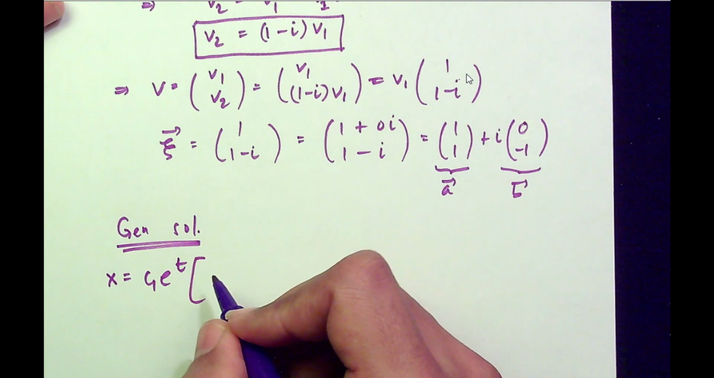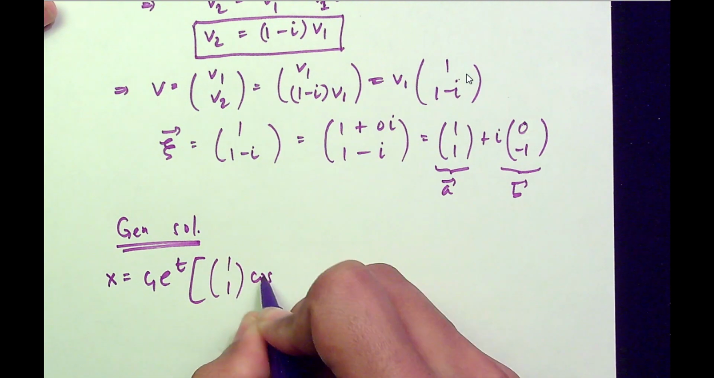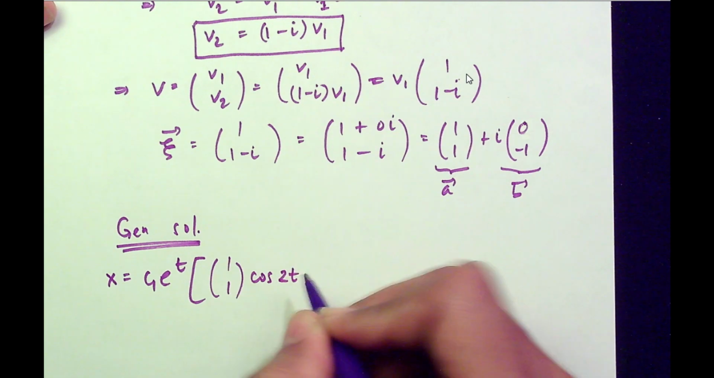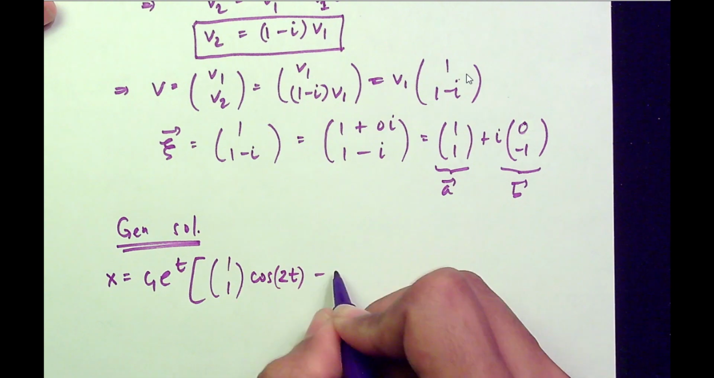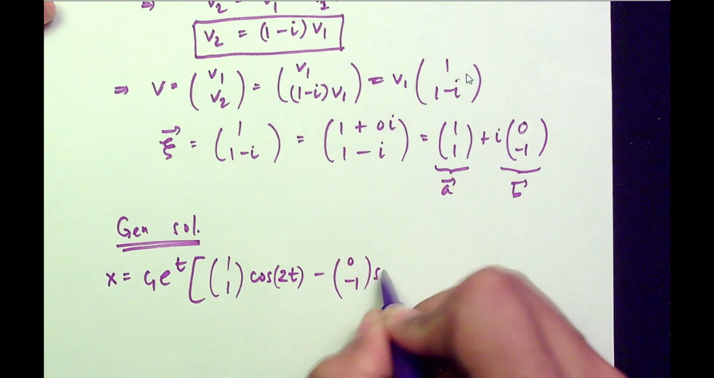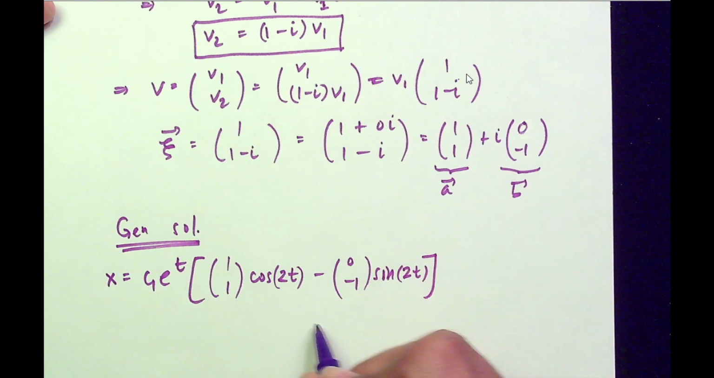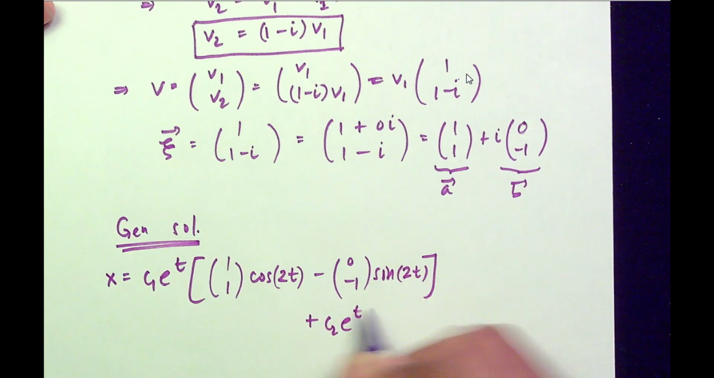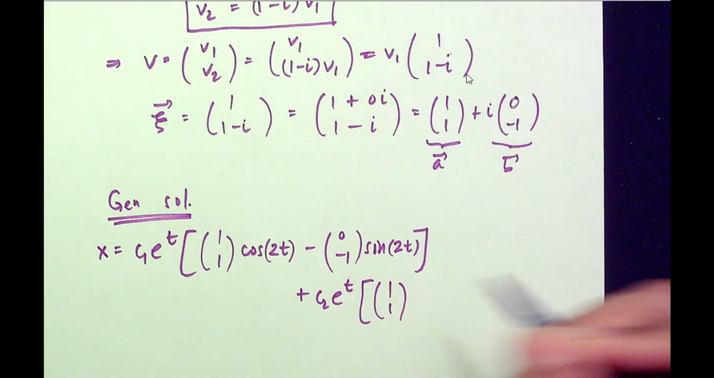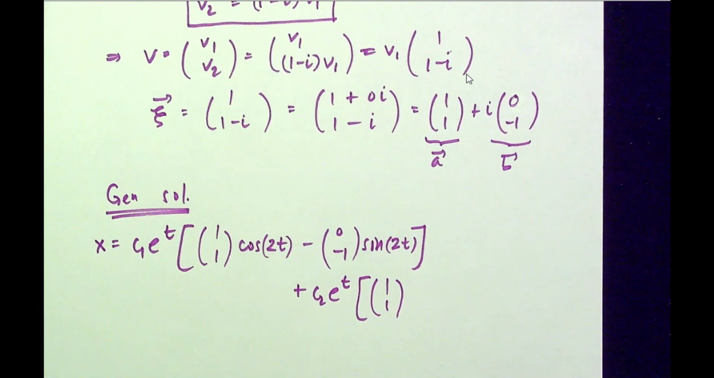And then you have a, which is 1, 1. Cosine of the imaginary part, which is 2, so 2t. Minus b, which is 0, negative 1. Sine of 2t. Plus c2 e to the t. And then the a and the b stay in the same spot. And then the sines and the cosines switch.